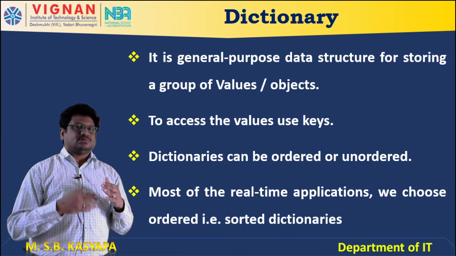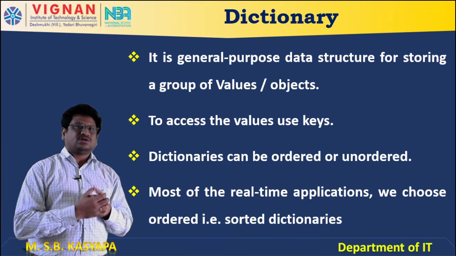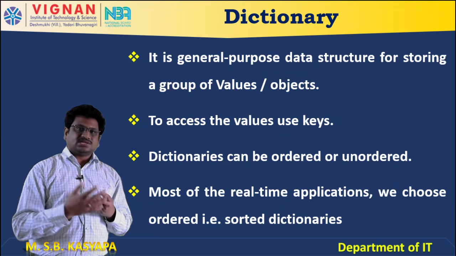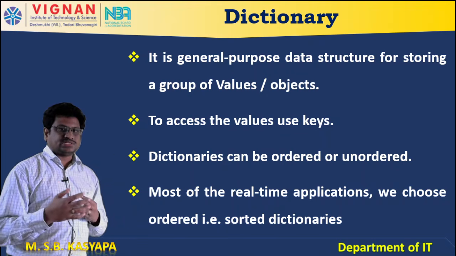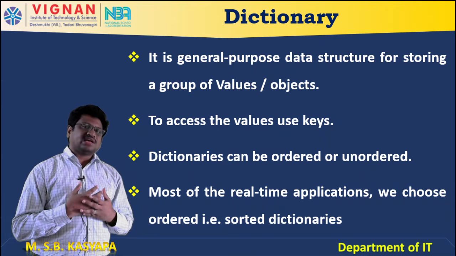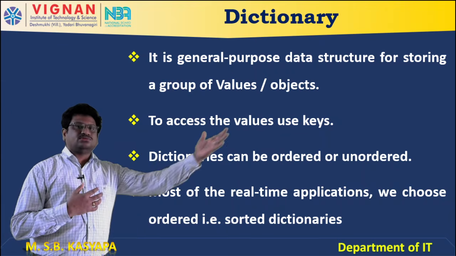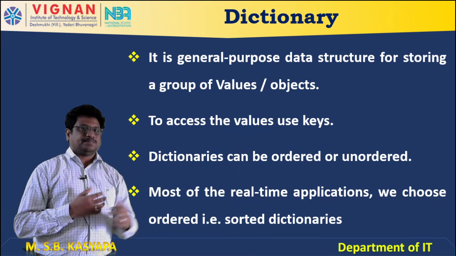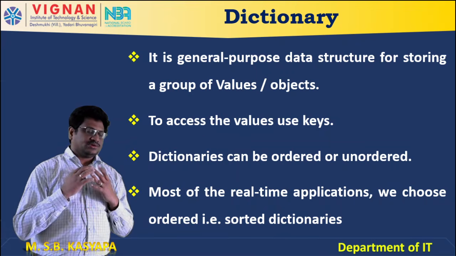Now let's review once again what a dictionary is. A dictionary is a group of values or objects. These can be stored with the help of a key. So if I want to access data, I need to access it through a key. Am I right? I need to access it through a key.